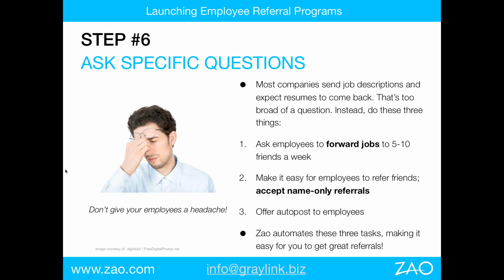Okay, so once you've established those things, we talked about it before. The reason most employees don't engage is because you're asking the wrong question, right? You're asking them to come up with resumes, and that doesn't make sense. So instead, consider asking employees more specific questions or giving them specific tasks. For example, ask an employee to forward relevant jobs to 5 or 10 friends a week. You can make it even easier to refer friends by accepting name-only referrals.